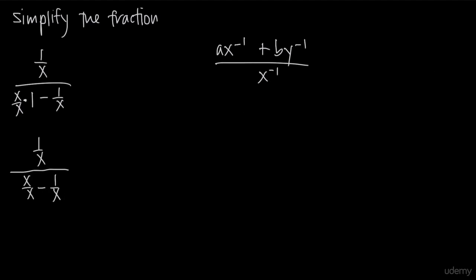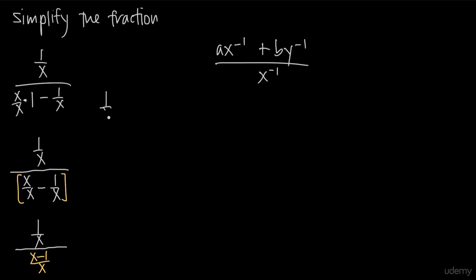Now that we have a common denominator, here we have x over x and negative 1 over x. We have x's in both of the denominators. We can combine these two fractions. So what we'll end up with is 1 over x, and then in the denominator here, we'll have x minus 1 over x. Now you can see we have just one fraction in the numerator and one fraction in the denominator.